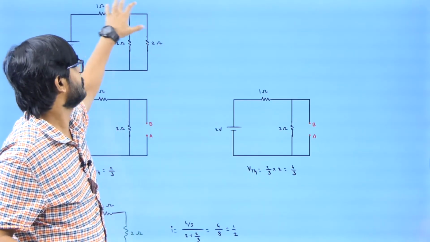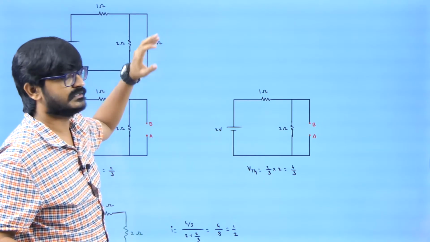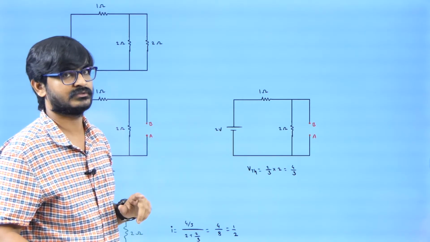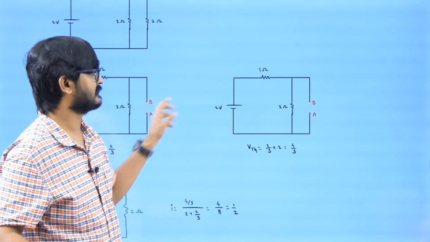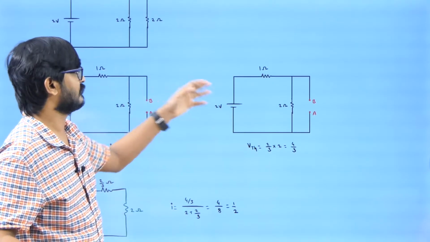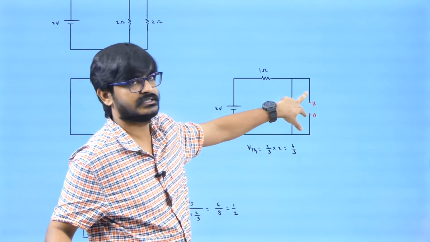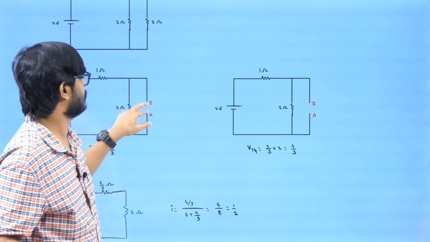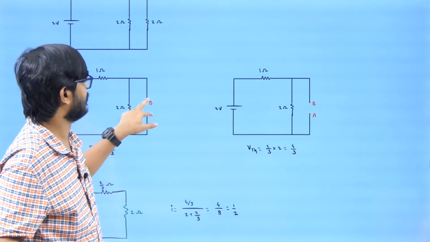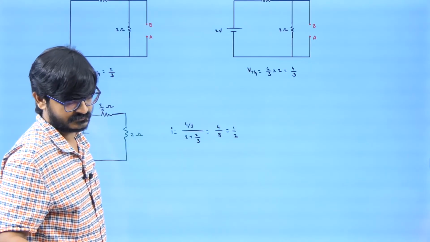So you can replace this entire remaining part of the circuit with a single resistor and a single voltage source, which are called Thevenin's resistance and Thevenin's voltage. How to find Thevenin's voltage? Open the load and find the potential difference. How to find Thevenin's resistance? Short circuit the battery and find the equivalent resistance across the load.